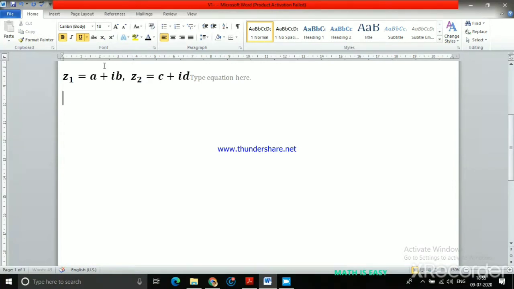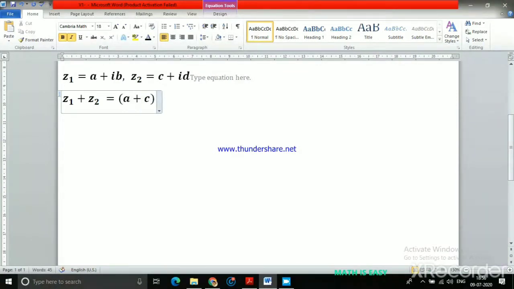Now if I want to add z1 plus z2, what are we going to get? When I add, it's very simple adding of two complex numbers. I'll keep in mind both the real parts will be added. Here the real part is a and here the real part is c. So both the real parts will be added. It's something like you are adding polynomials, if you remember. So it will become a plus c.